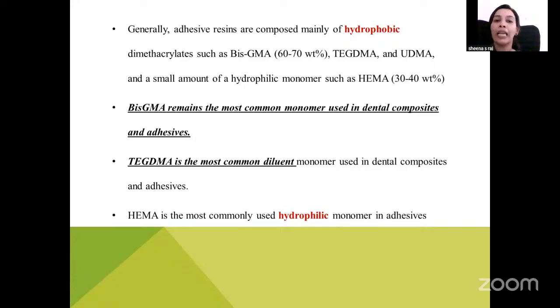Now, what is HEMA? The point you need to keep in mind is that HEMA is a hydrophilic monomer that is seen in the adhesive. So please keep in mind all these points when you deal with the resin matrix that is commonly being used.